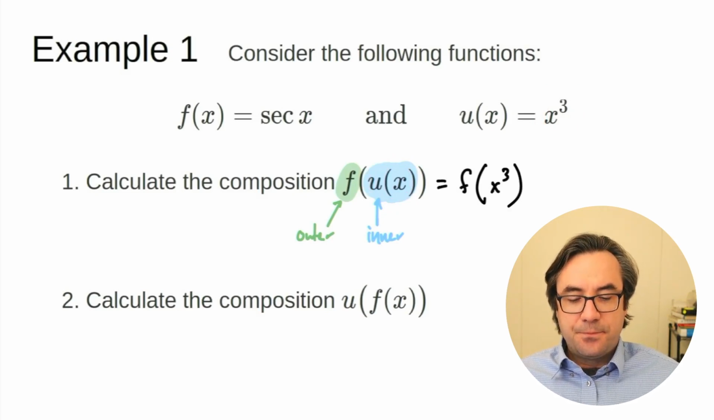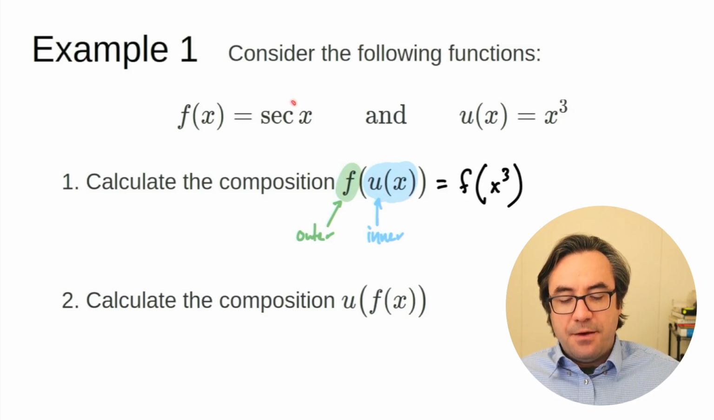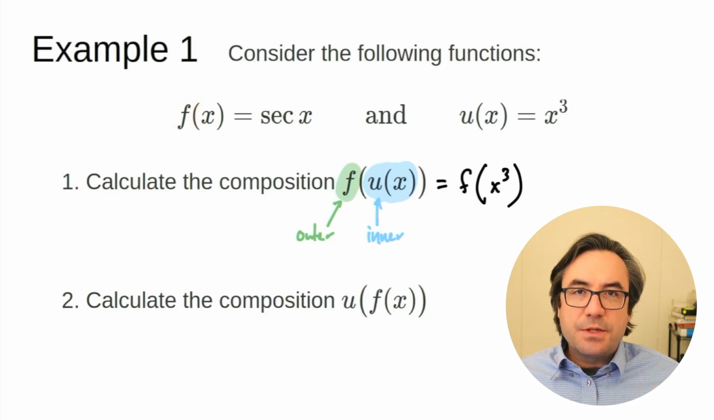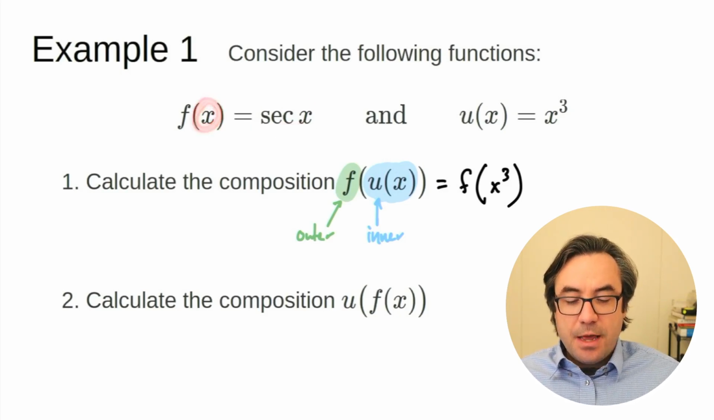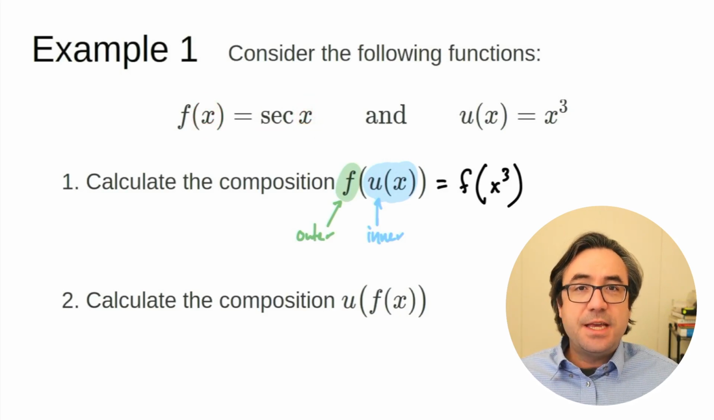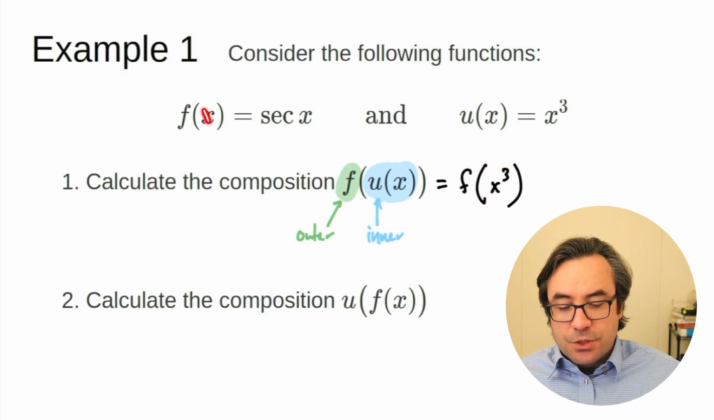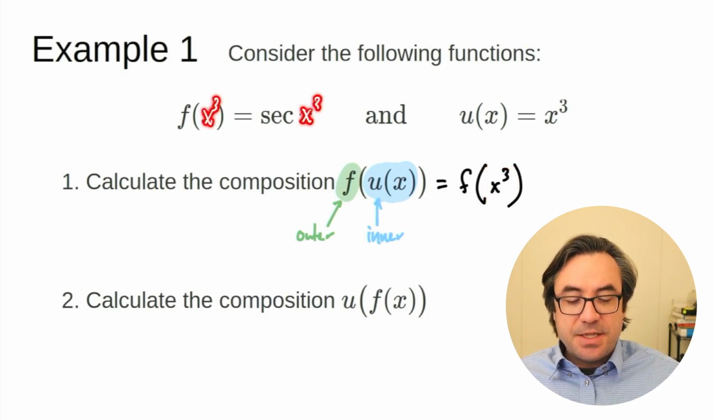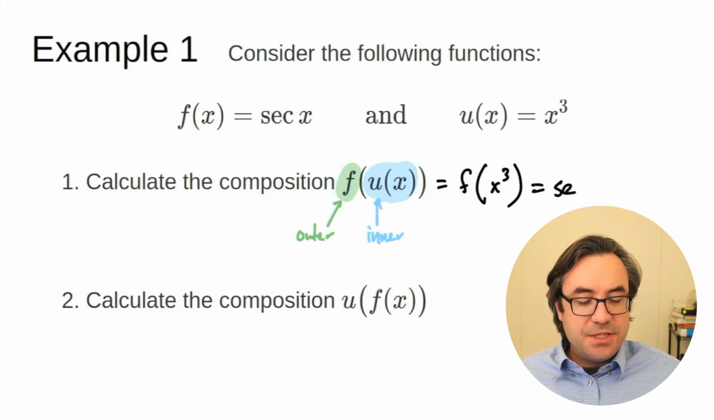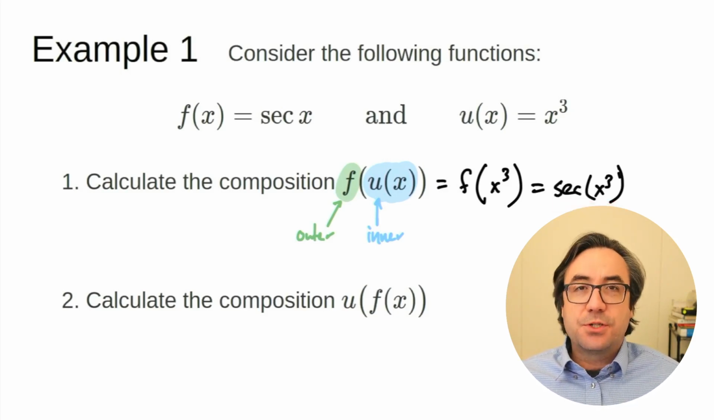And then we go to our formula for f, and the way we read this formula is it says whatever your input is, we're just plugging it into the secant function. So take your input and throw it into that secant function. So if we're plugging in x cubed, well, we're just going to replace each of these x's that we see here with an x cubed. So we would end up with secant of x cubed here. And this is the formula for our composite function.